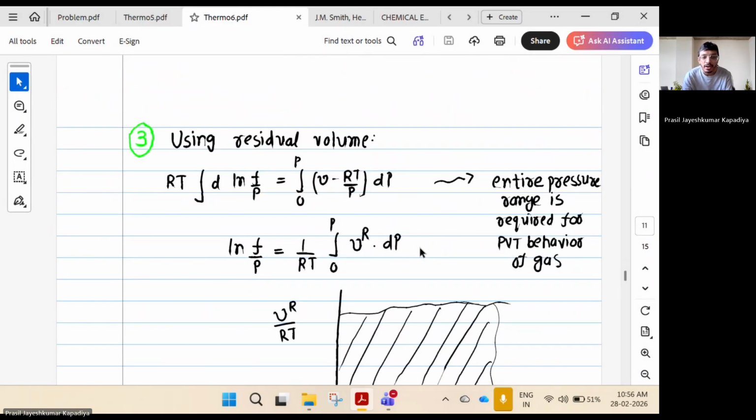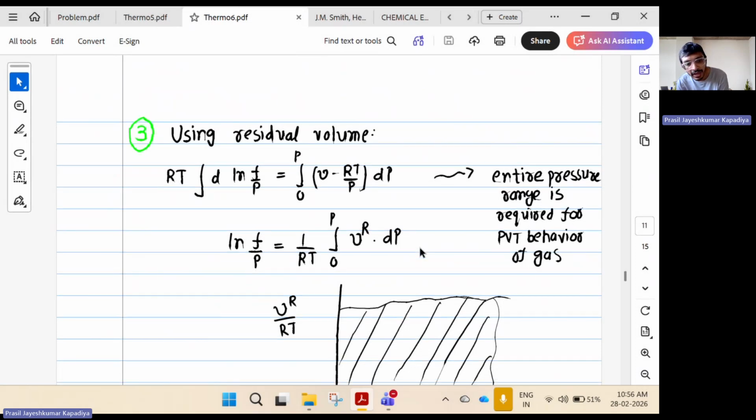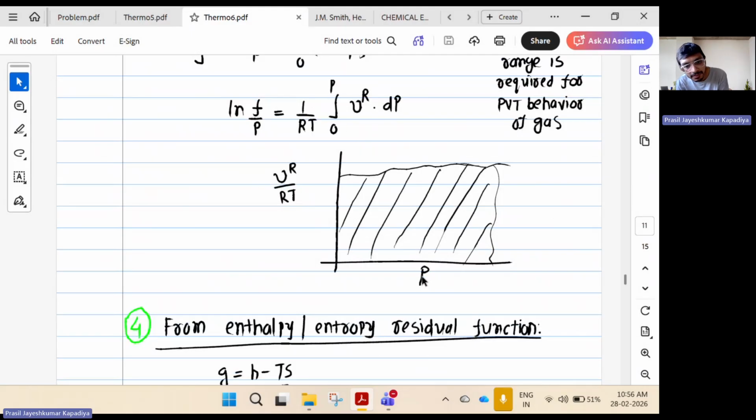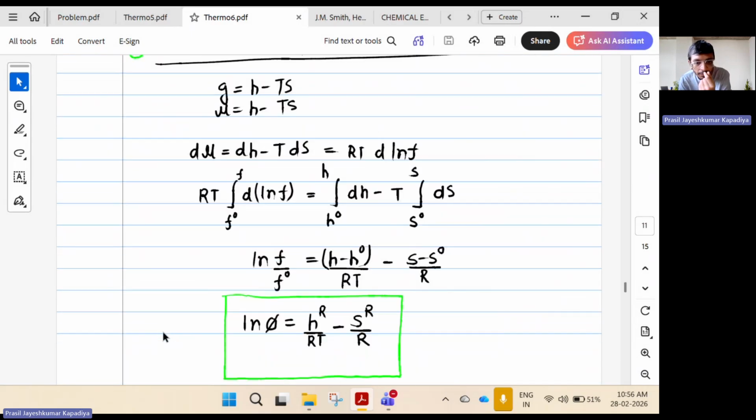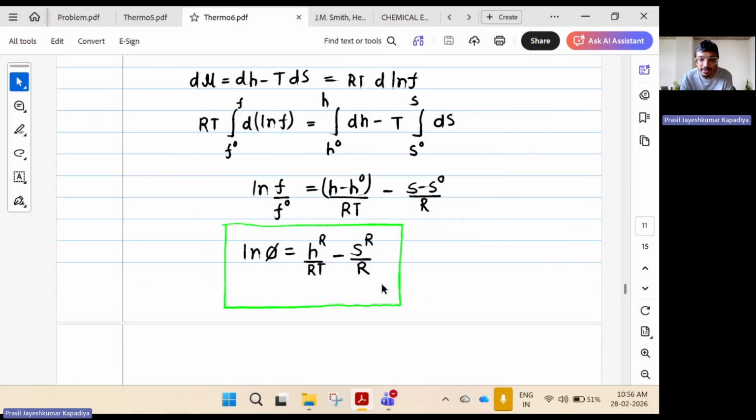Similarly, using the residual volume approach, it is nothing but V actual minus V ideal. So if we plot the diagram of V residual by RT versus pressure, we can directly get this, but the only condition is we should know the PVT behavior in the entire pressure range of interest. Okay. And then from the enthalpy and entropy residual functions, we need to know HR and SR. So ln phi is nothing but HR by RT minus SR by R. And the Lee-Kesler charts or tables are available for this.